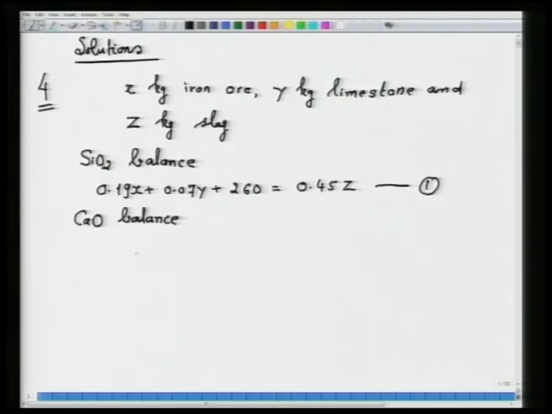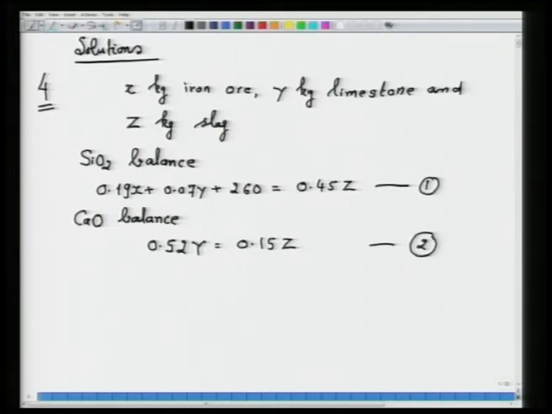In the CaO balance, I get 0.52 y equal to 0.15 z. Let us call this equation number 2. Now, because we have 3 variables, I need one more equation. So, I am looking for an iron balance.